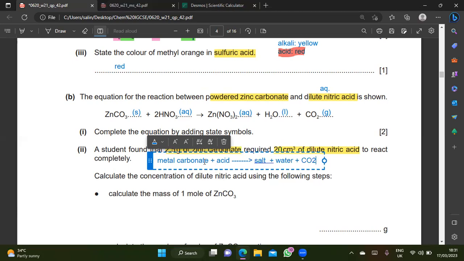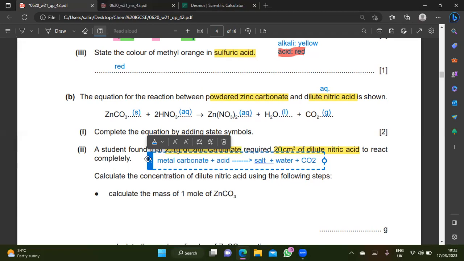So in other words, metal carbonate is a base. So we can actually treat metal carbonate as a base here. So if a base plus acid or an alkali plus acid, what do you get? Salt plus water. But because of the carbonate, you will get carbon dioxide. Only carbonate with acid here, you will get carbon dioxide.